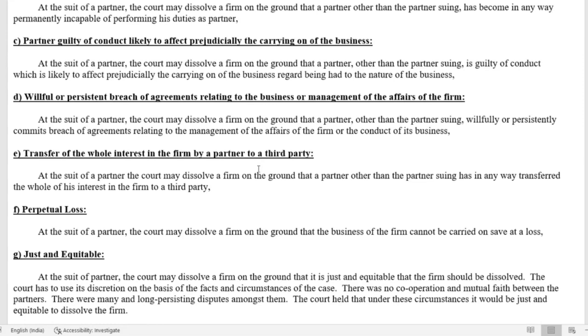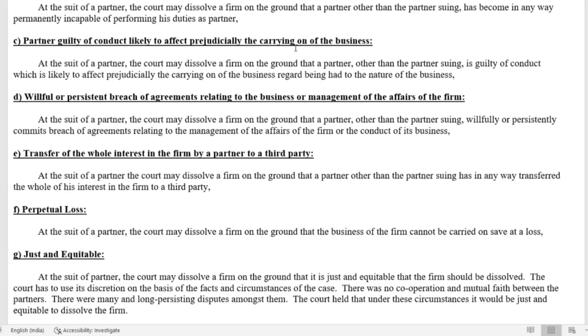The third aspect is a partner guilty of conduct likely to affect prejudicially the carrying on of the business. It is normally with regard to the misconduct of the partner. Here, what is misconduct? What is not misconduct? Whether it has any influence on the business, and whether the court can order the winding up of the partnership firm, even though it does not have an effect on the firm. It depends on a case to case basis.